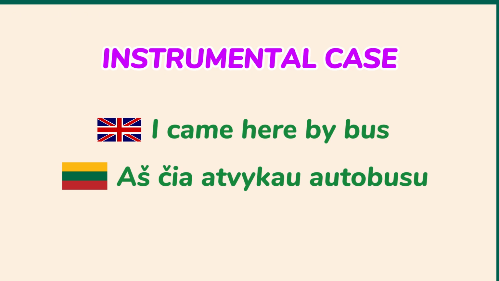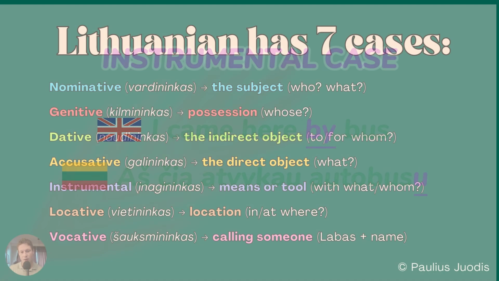In Lithuanian, we don't have to use any prepositions here. We just replace the preposition with the instrumental case. So autobusas becomes autobusu. Aš čia atvažiavau autobusu. So that's the purpose of the instrumental, to speak about the means of transportation in this case, or about tools.